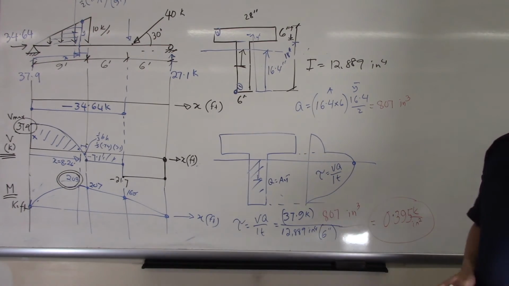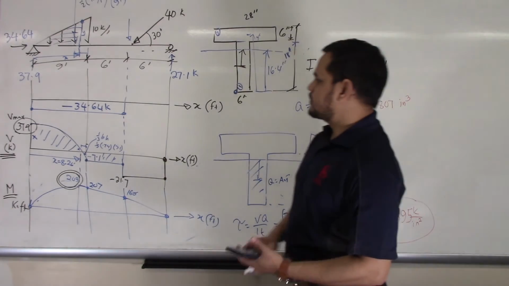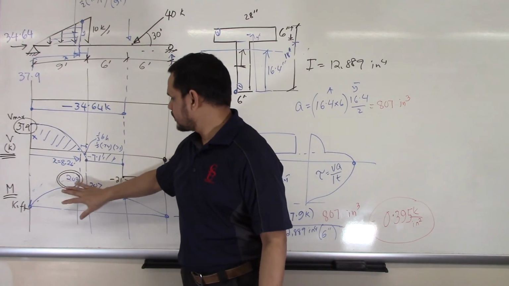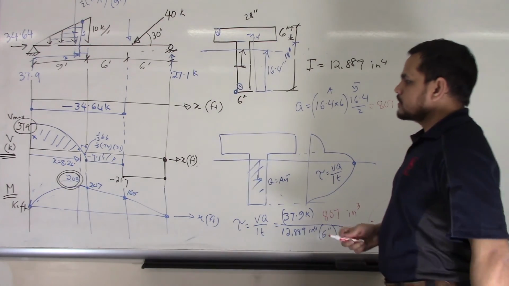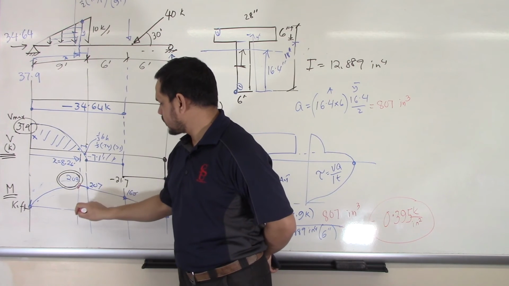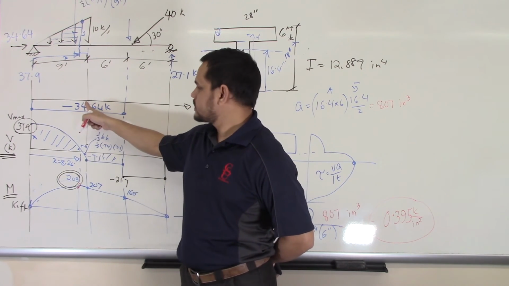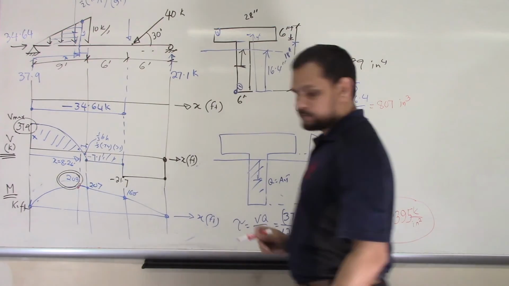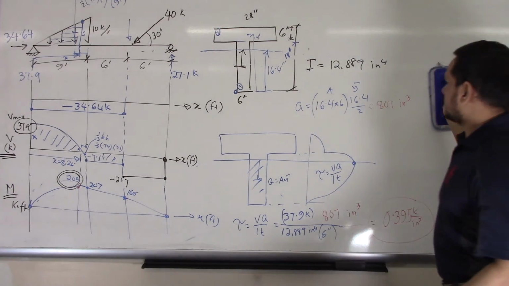Then we will have to find the maximum axial stress, which is the summation of normal and bending stress. So where is my maximum bending moment? At this point, here. And at this point I have some normal stress. So I will check. Okay, so this answer is done. I will erase it.